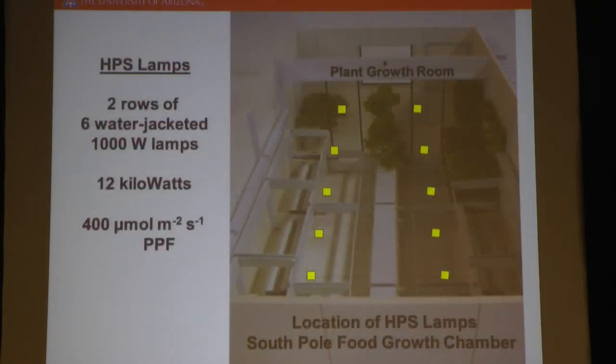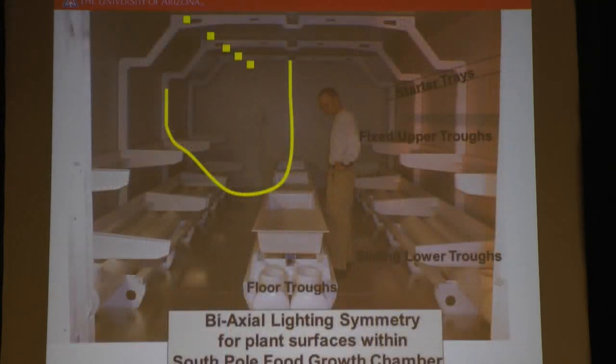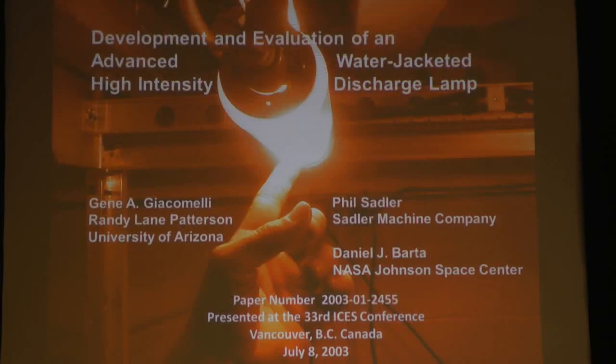The lamps, the 2 rows of 6 lamps, water-cooled, 1,000 watt, high-pressure sodium, providing about 400 micromoles per square meter per second at the tray level, about 1 meter off the ground. Lane giving us indication that with the tall crops in the middle, the 1 row of lamps would light one side and the other row of lamps would light the other side, irrigating the crops and the leaves with light, trying not to have any of it hit the ground, obviously once the plants got larger.